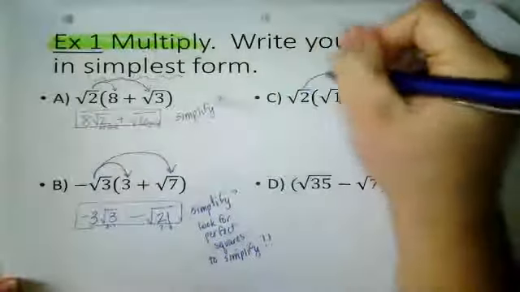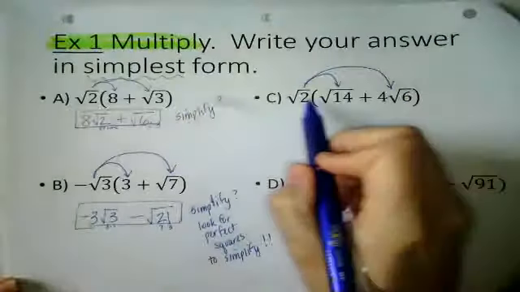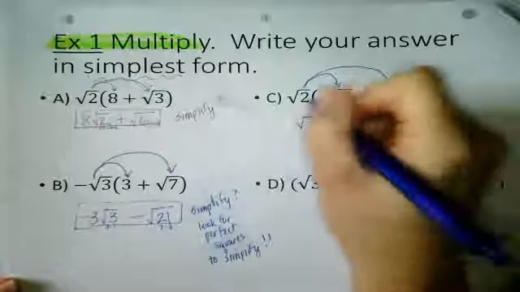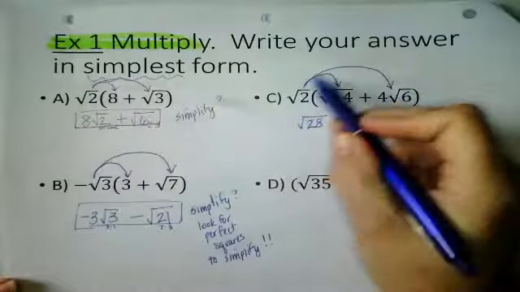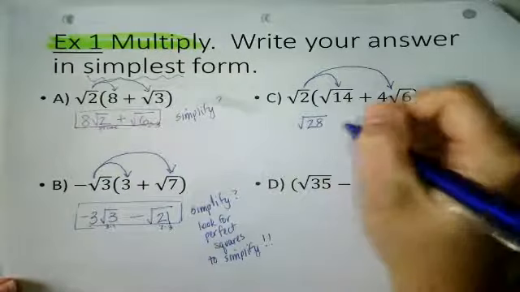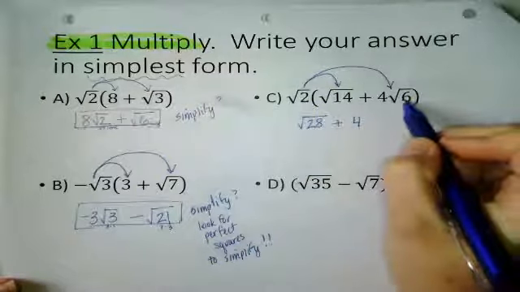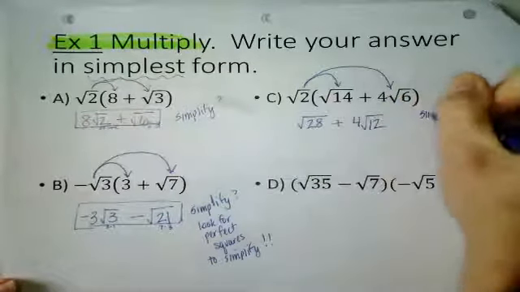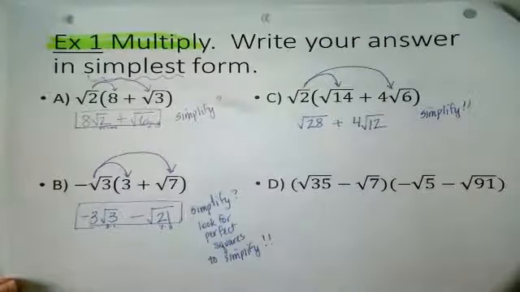All right, here we're going to distribute the radical 2. So again, radical numbers you can multiply. So that becomes radical 14 times 2 is 28. There we go. And then here, radical 2 times 4 radical 6. We're going to multiply the radical parts together. So we get positive. The 4 stays the same. Radical 2 times radical 6 becomes radical 12. And now we think, can I simplify? And I absolutely can on this one.